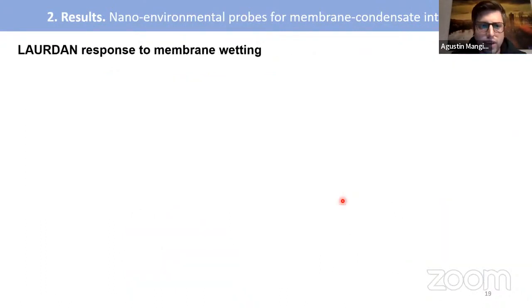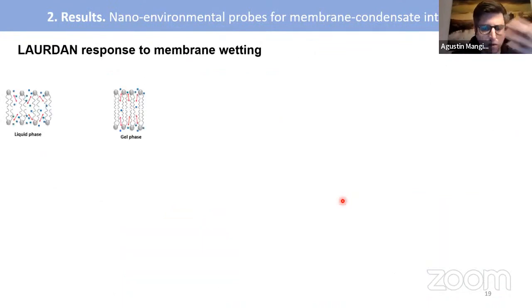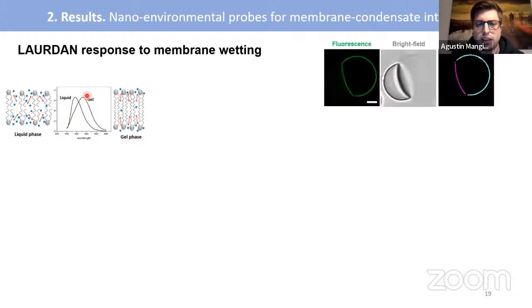And to finish, let me show you what happened to the membrane. You know that Laurdan can detect changes in the phase state of the membrane, not only between liquid and gel phases, but also intermediate hydration states. So it's very sensitive. And what we did was we labeled the membrane with Laurdan. The condensate is not labeled.